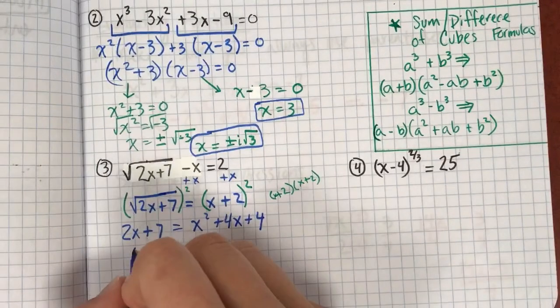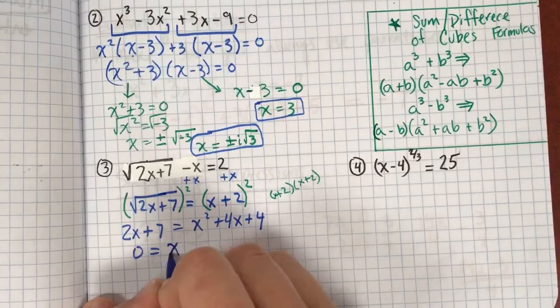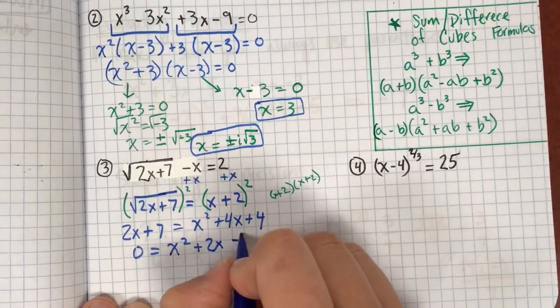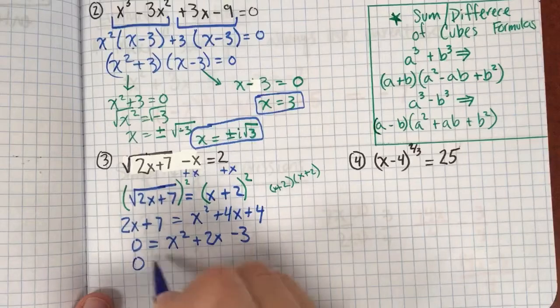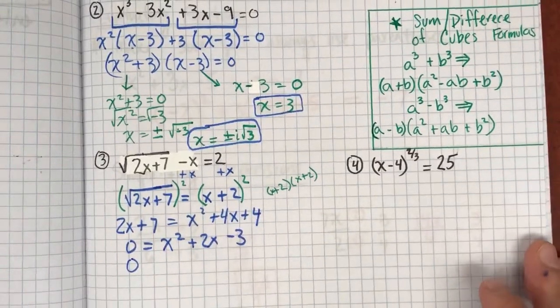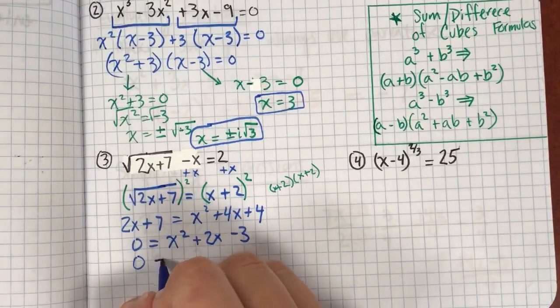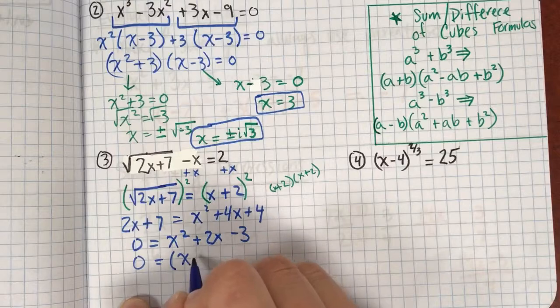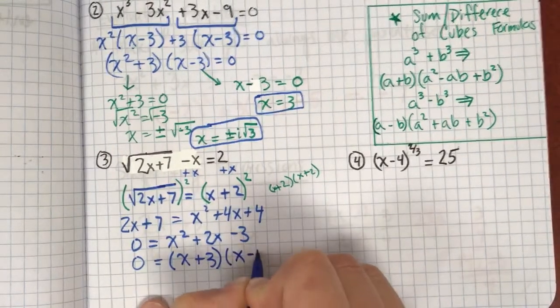Okay, now we want to get everything on one side, so subtract your 2x and your 7. We get x squared plus 2x minus 3. From that we can factor, so this just kind of keeps going on. We've got a lot of steps in this problem, but persevere. So I'm thinking, what multiplies to negative 3 and adds to 2? That would be positive 3 and negative 1.